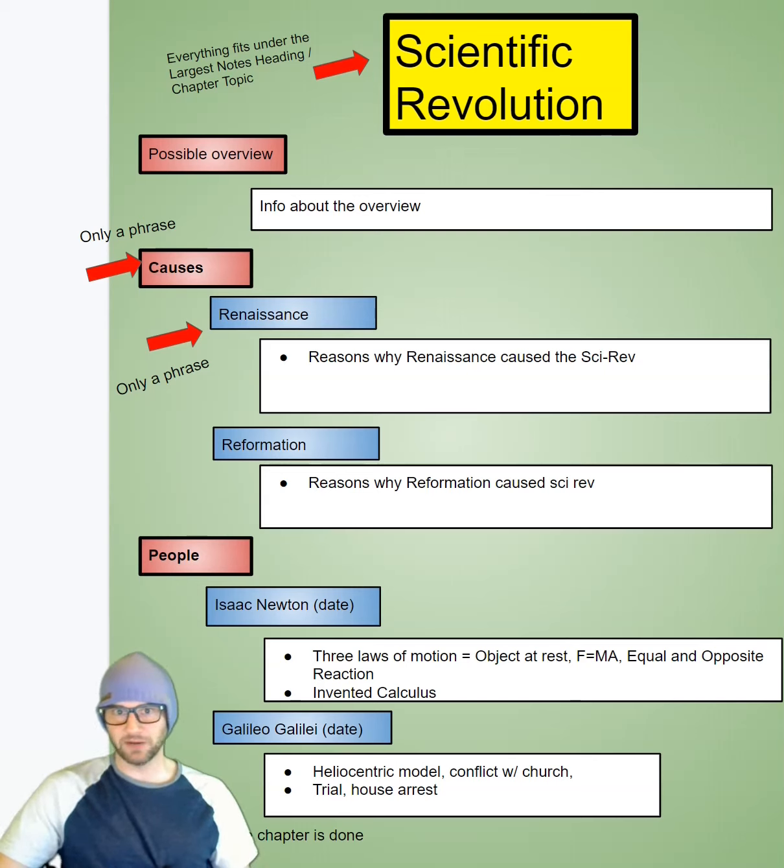And this format right here is an incredibly organized and quick way to take notes. So I'm going to go over it right now and then show you a real-world example. So here we go. Let's say we're taking notes on the scientific revolution, and we have a chapter entitled Scientific Revolution. And everything within the next couple pages is going to be about the scientific revolution.